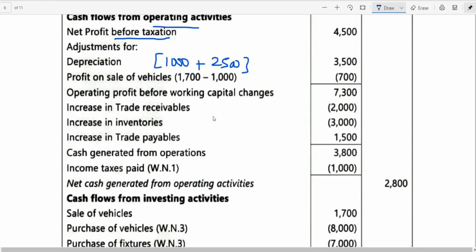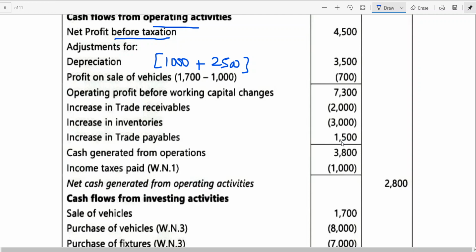I told you, whenever there is an increase in trade receivable or increase in inventory, you are simply blocking the cash. When you are blocking the cash, there is an outflow. Is this clear? 2000 is an outflow, 3000 is an outflow. When there is an increase in trade payable, it means you are postponing the payment, so you will have enough cash with you. So 1500 rupees is an inflow. Therefore, we got cash generated from operations.